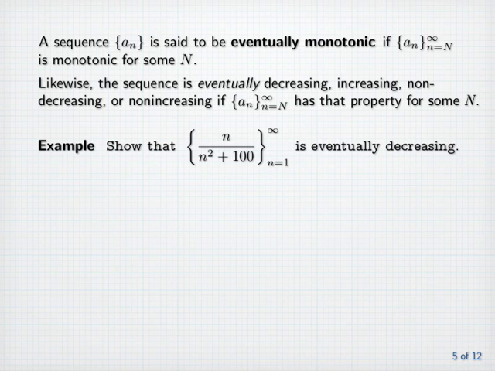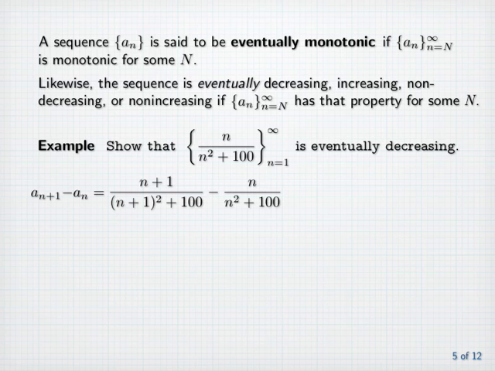A common approach when trying to show that the terms of a sequence are monotonic is to look at the difference between a sub n plus 1 and a sub n. Here, a sub n plus 1 minus a sub n is equal to n plus 1 over n plus 1 squared plus 100 minus n over n squared plus 100. Now, when we combine those terms over a common denominator, the numerator is 100 minus n squared.